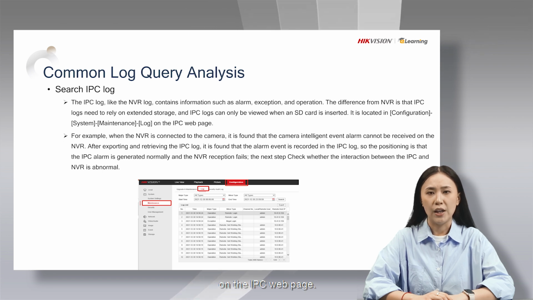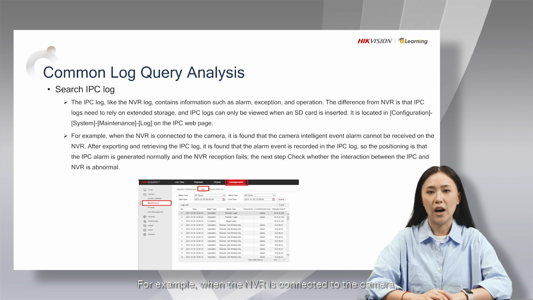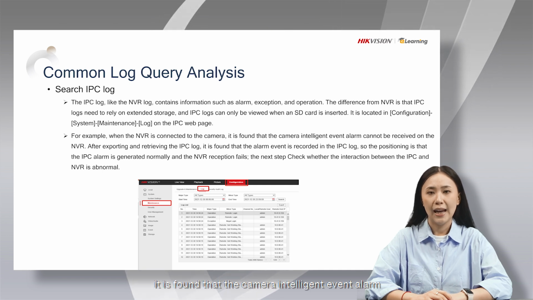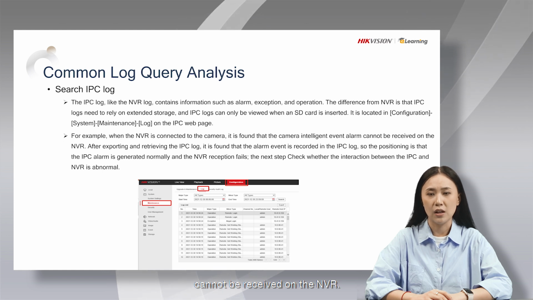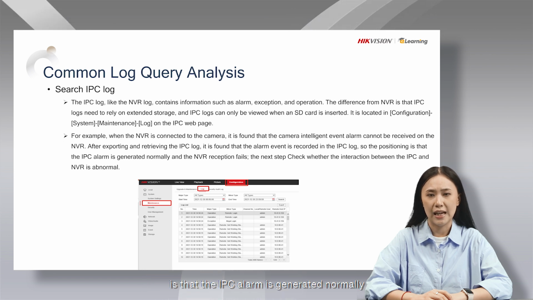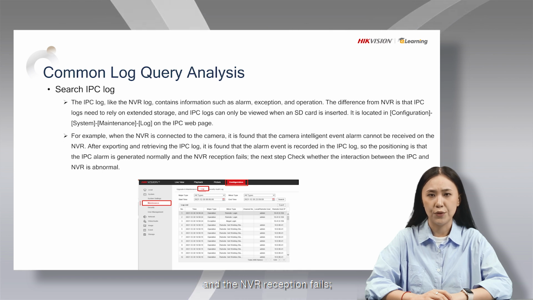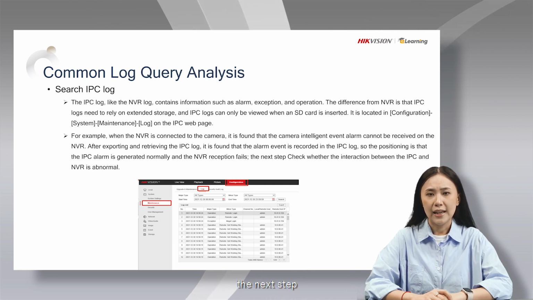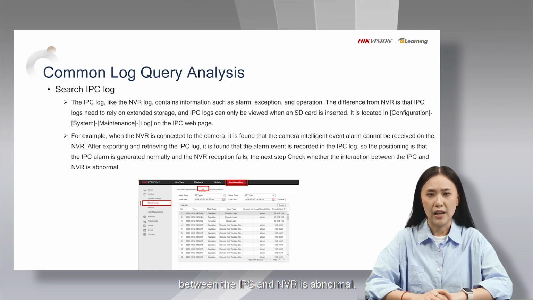On the IPC web page, for example, when the NVR is connected to the camera, it is found that the camera intelligent event alarm cannot be received on the NVR. After exporting and retrieving the IPC log, it is found that the alarm event is recorded in the IPC log, so the positioning is that the IPC alarm is generated normally, and the NVR reception failed. The next step, check whether the interaction between the IPC and NVR is abnormal.